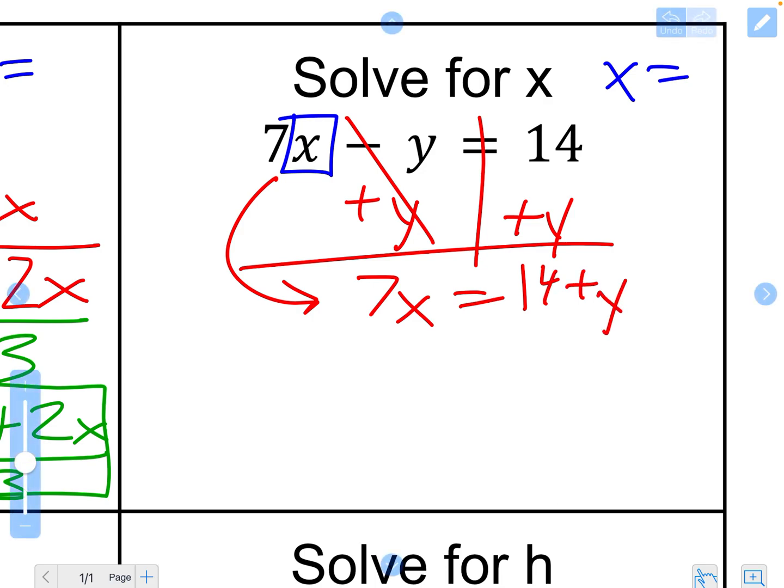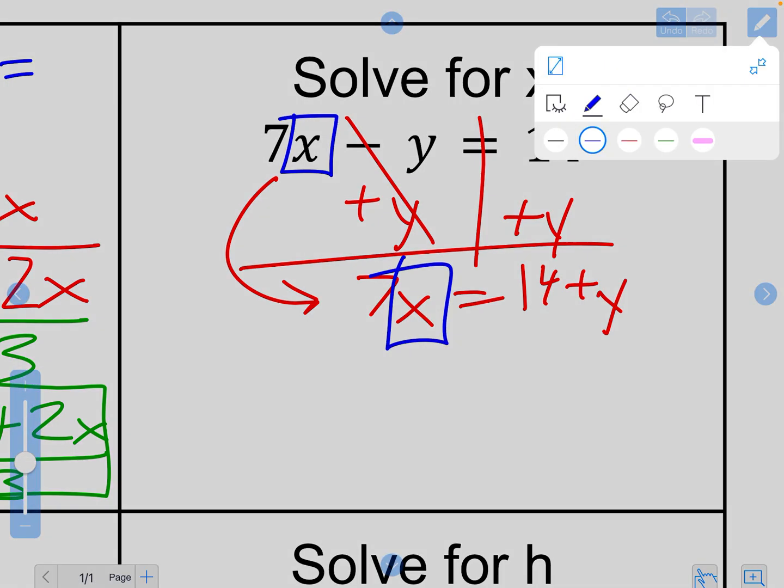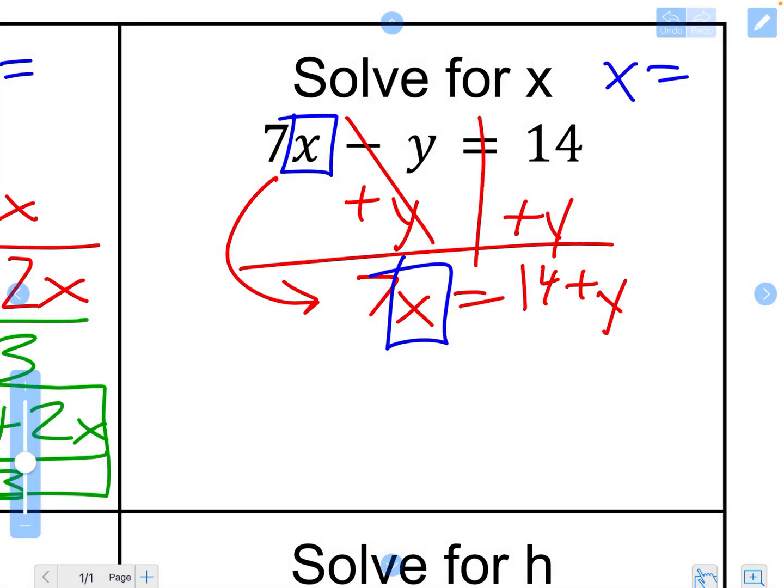Again, the 14 does not have a y, so I cannot combine those two numbers. I just have to put plus y. Now, I still need my x by itself, so now I need to get rid of the 7. A number next to a letter means that they are coefficients, which means I divide by coefficients to get rid of them. My 7's cancel.